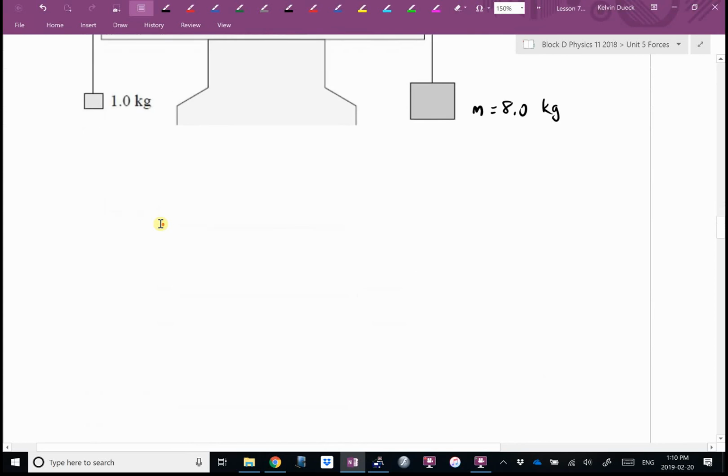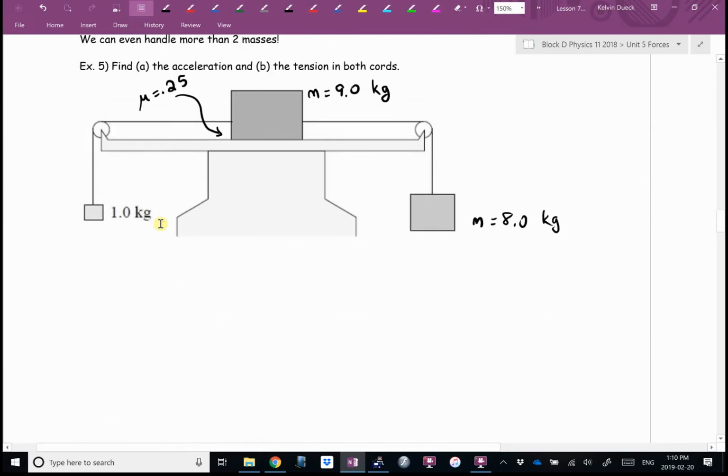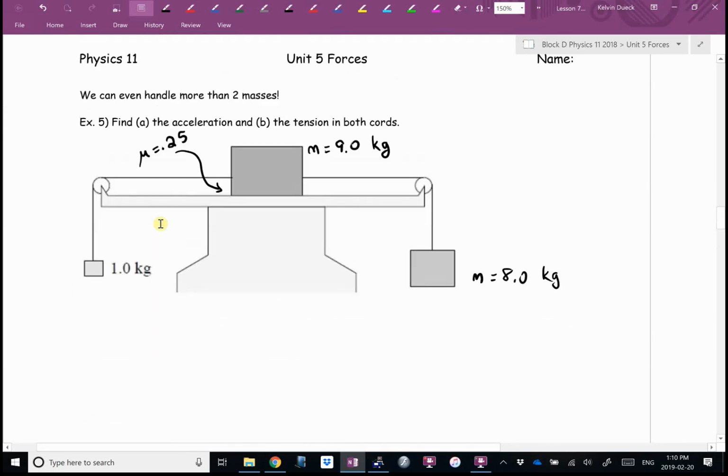Last one, I think. We can even handle more than 2 masses. In fact, this will handle 8 or 12 or 50, but I would never give you that many. The most I'll give you is 3. You'll notice the question is the same as the one we just did, in that it's asking us to find the acceleration and find the tension.